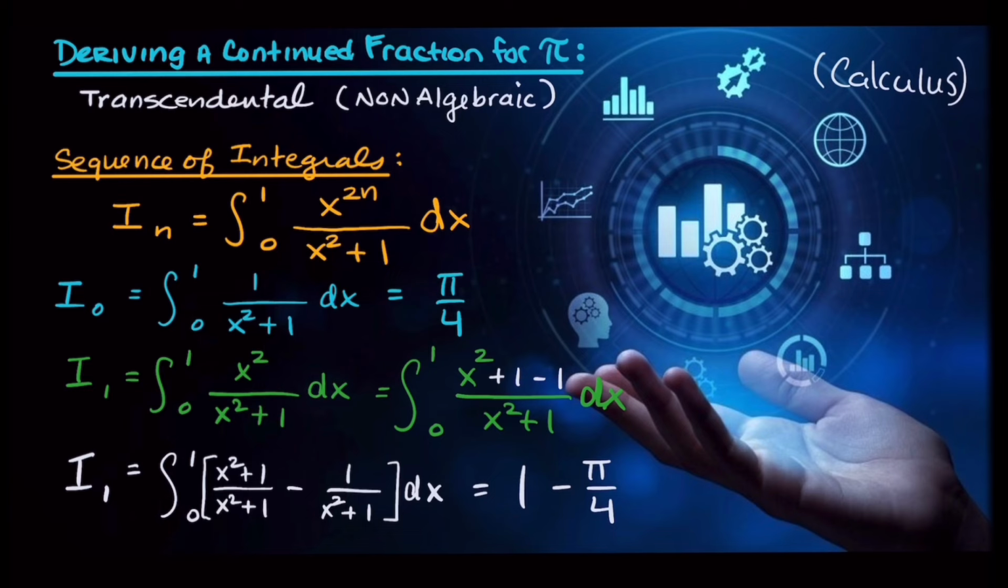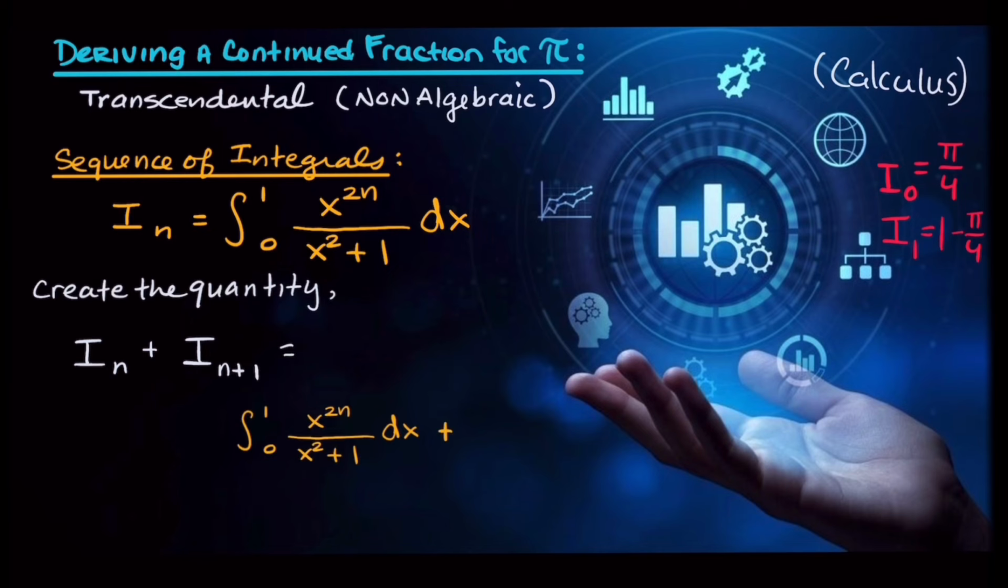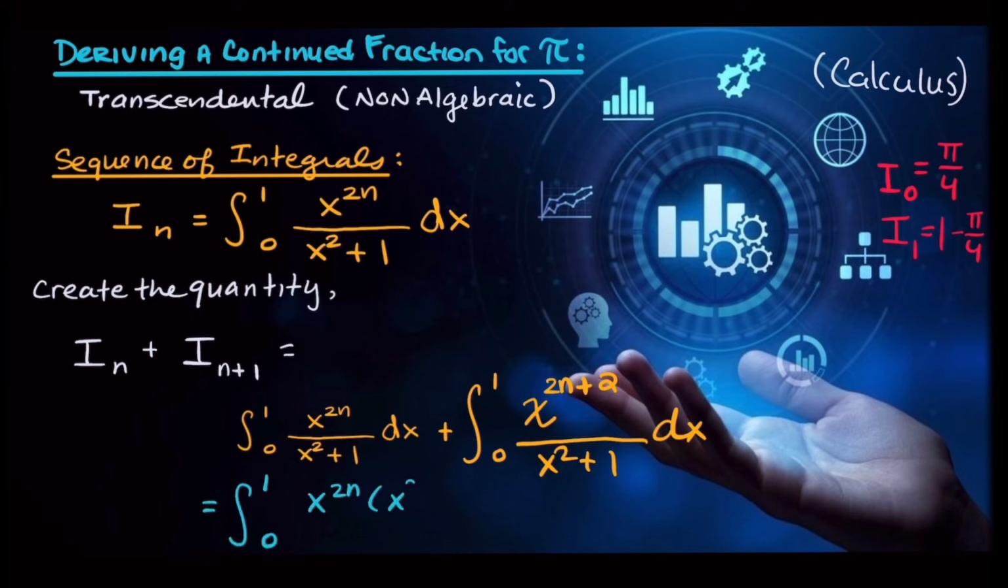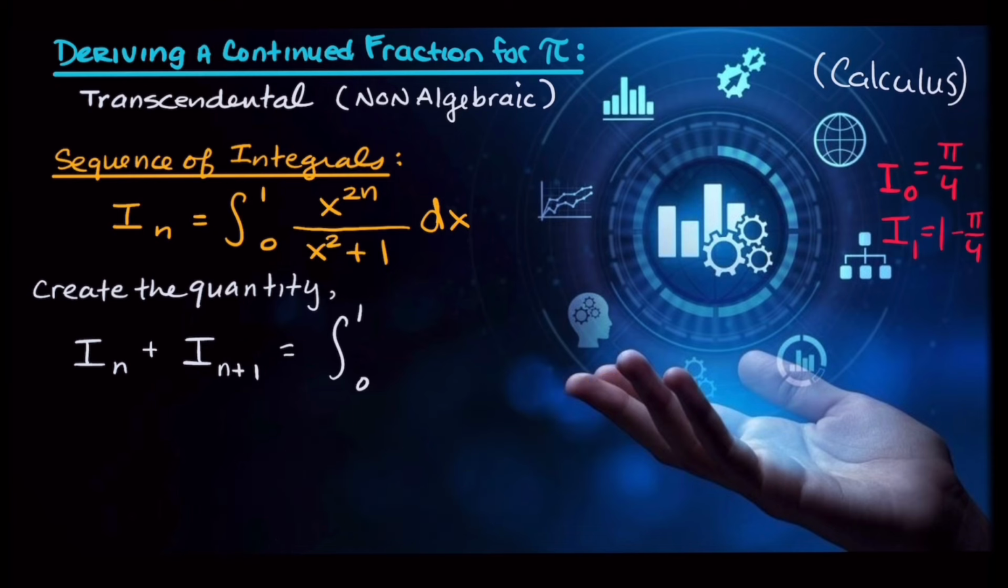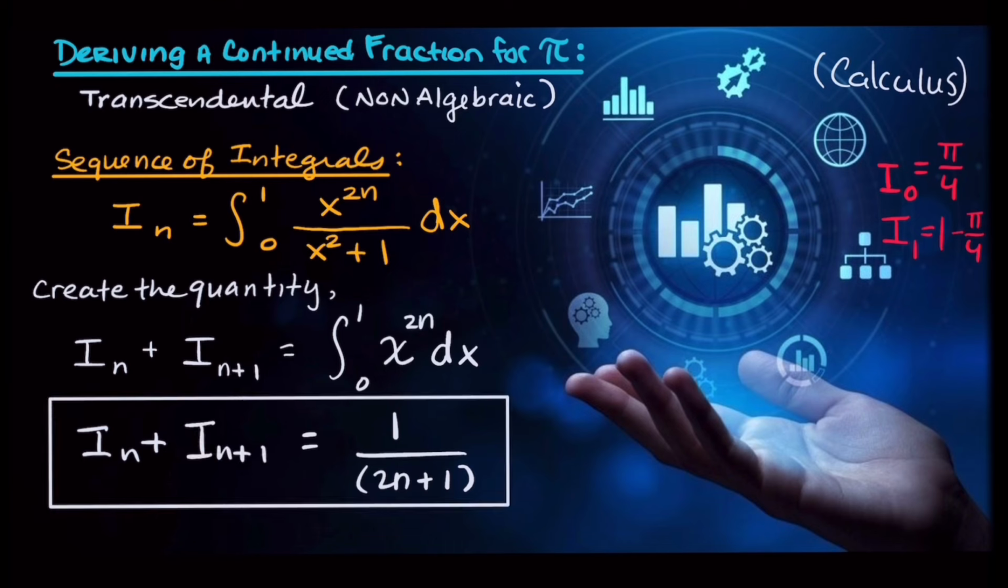Okay, so from this we're going to now develop another relationship. We'll keep these initial values in mind. Call them the roots. Now create the quantity of the sum of two successive terms, I_n plus I_(n+1). Surprisingly, when you add these two integrals together, they give us an integral of a much simpler form. We can factor out an x squared plus 1 in that numerator and do some cancellation, and we get the integral from 0 to 1 of x to the 2n power dx, which evaluates to 1 over 2n plus 1. So the sum of two successive terms is equivalent to 1 over 2n plus 1.